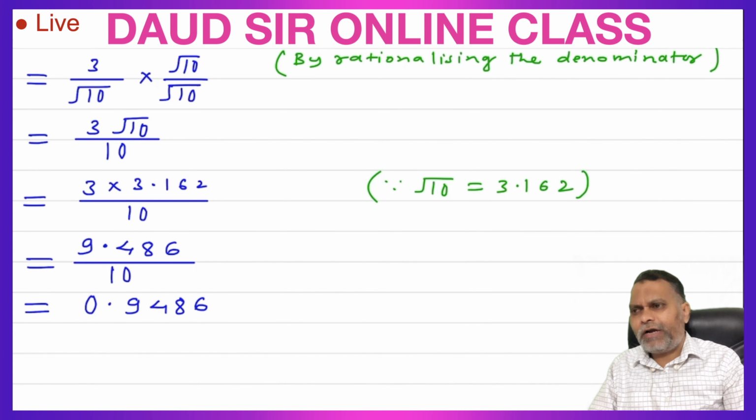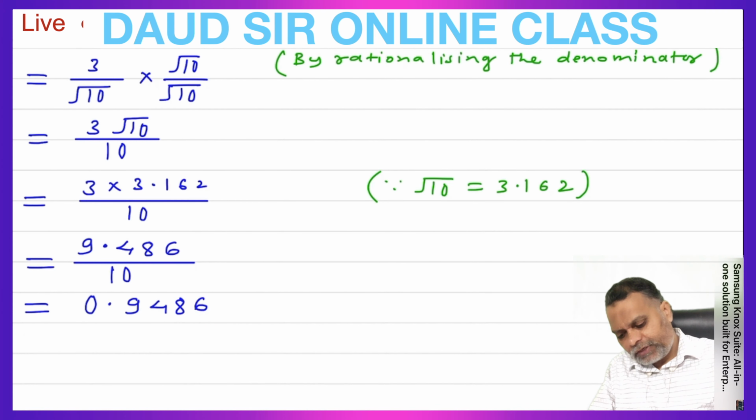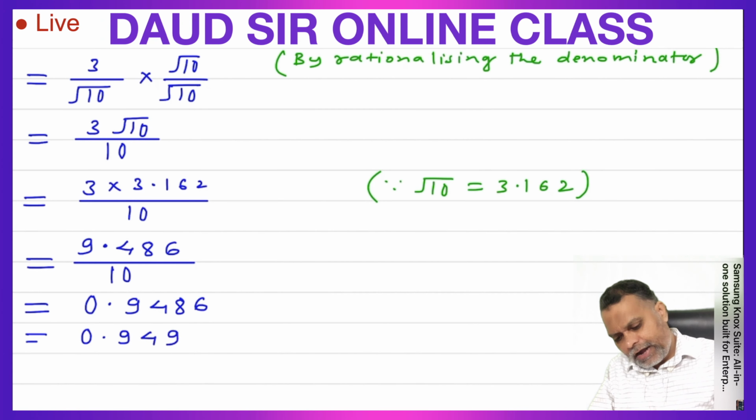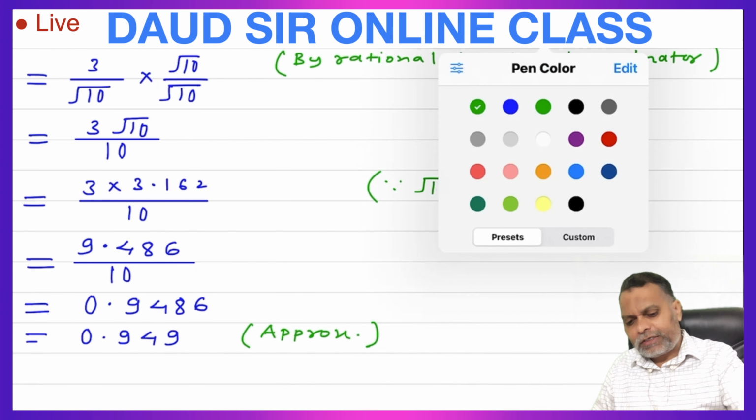0.9486. We have to write the answer up to 3 places of decimal. So this 4th digit is 6. It is greater than 5. So add 1 in the previous digit. So it is 0.949. This is the approximate value. We can write approx. And this is the answer.